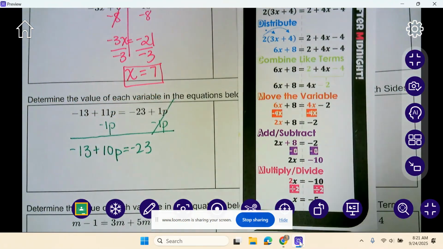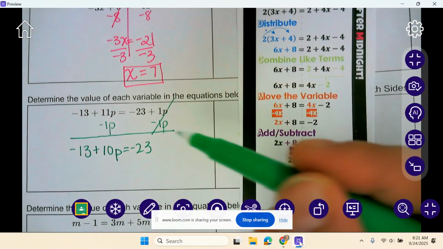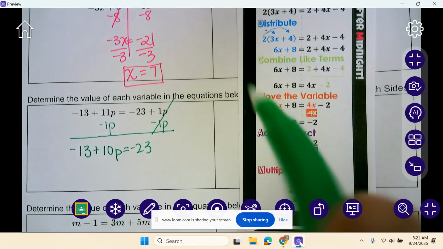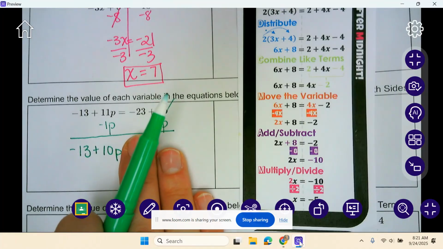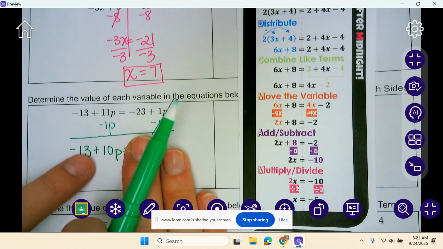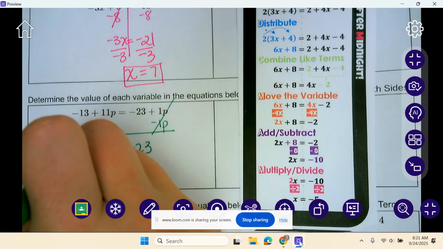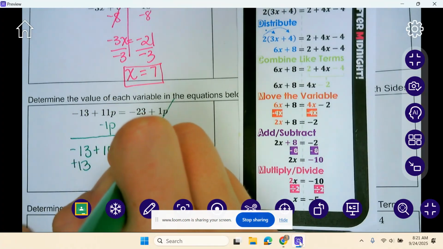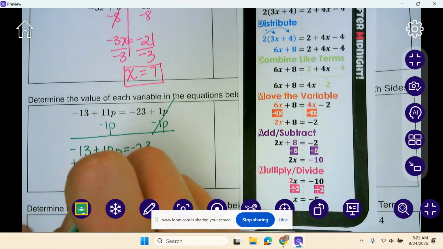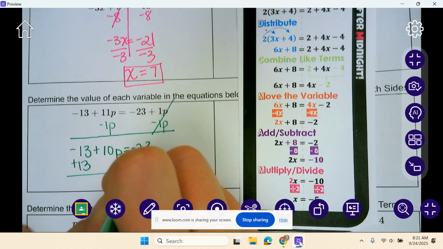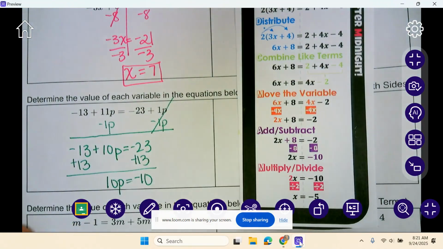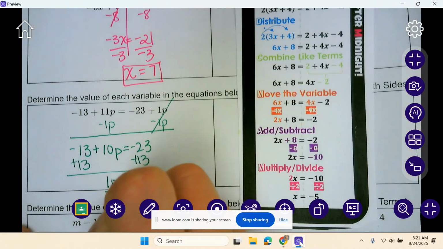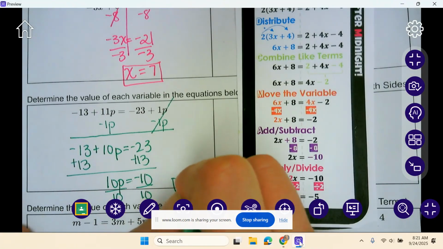Okay. Next step, add or subtract the constant. So I want to get rid of the one on the side of the variable. So the variable is on the left side of the equal. And so the constant I need to get rid of is negative 13. So I'm going to add 13 to both sides. And I get 10p is equal to negative 10. Okay. Next step, divide by 10. P is equal to negative 1.